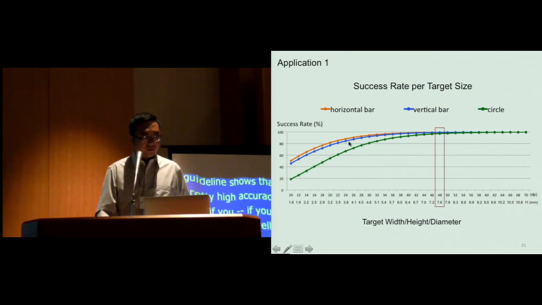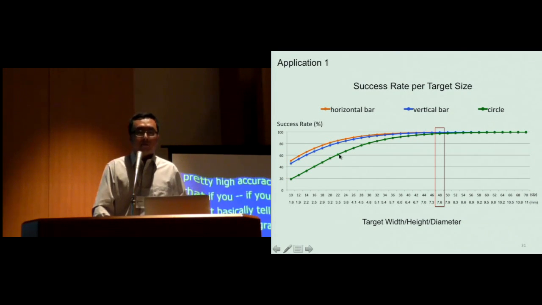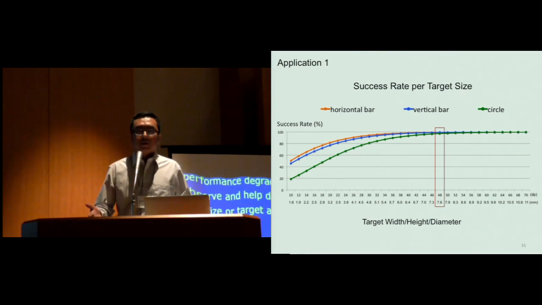This model also shows that for circular targets, you will have a very high error rate, or very low accuracy, as the target size is reduced, compared to a vertical bar or horizontal bar. That's understandable and intuitive, because for a circular target, the touch point can fall outside the target from any direction.